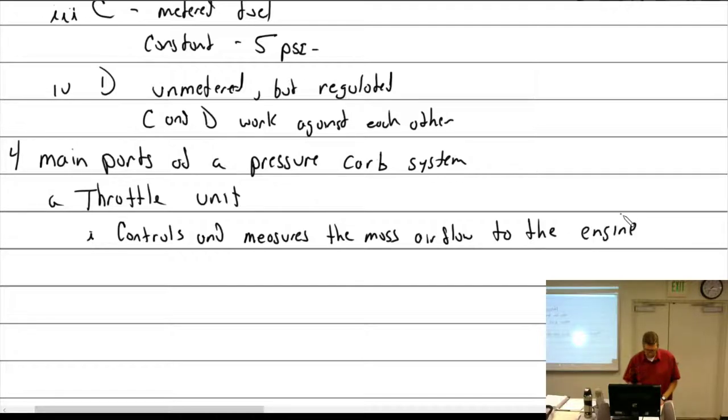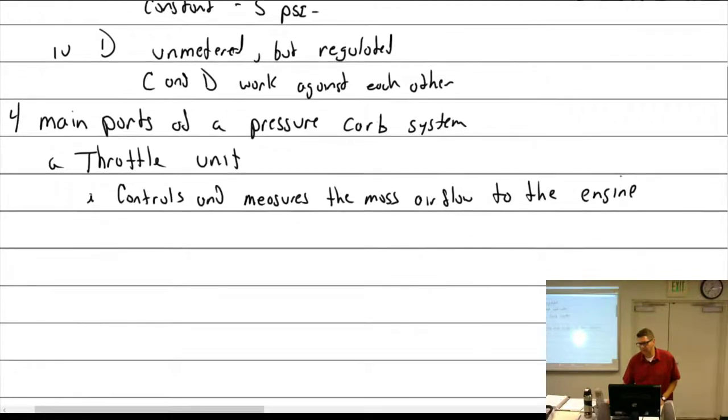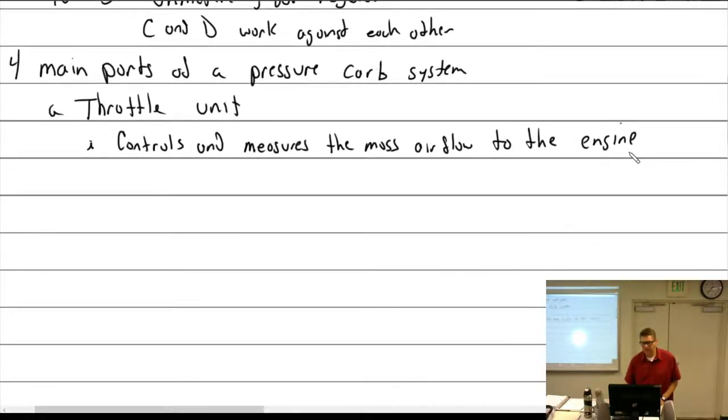What part's doing the measuring? Well, we're talking about mass airflow. We didn't use the word mass airflow in float carburetors. We just said airflow. The idea of this carburetor is to go from just this volume of air going through, which could have high density or low density, to something that is more closely matched to air density.